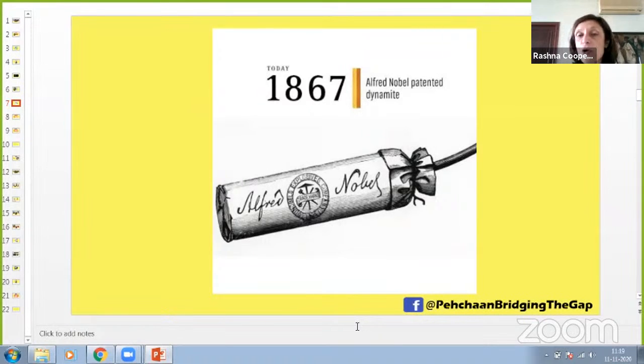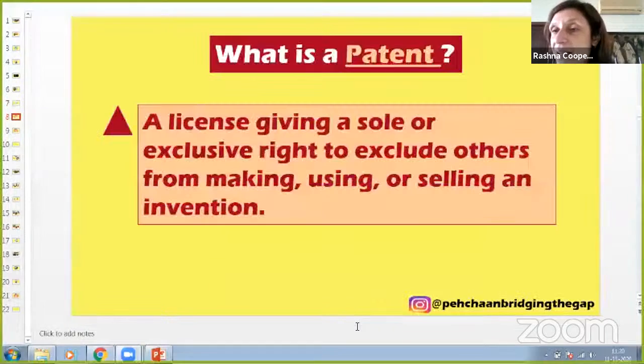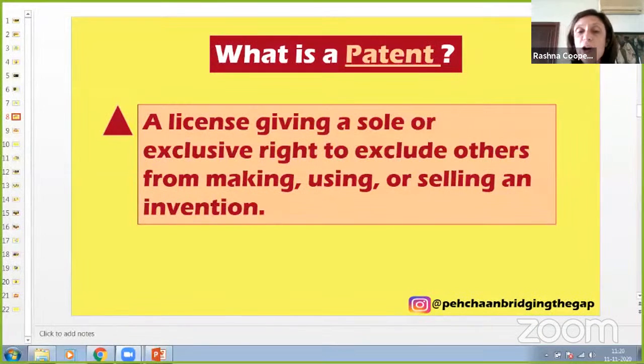Next slide. Now, when you create a new product, see on top it says Alfred Nobel patented dynamite. What do you mean by patented? Next slide, please. When you create a new product, you register that product. It's a legal process. You register that product and you get a license. A license giving a sole or exclusive right to someone to exclude others, keep away others from making, using, or selling an invention.